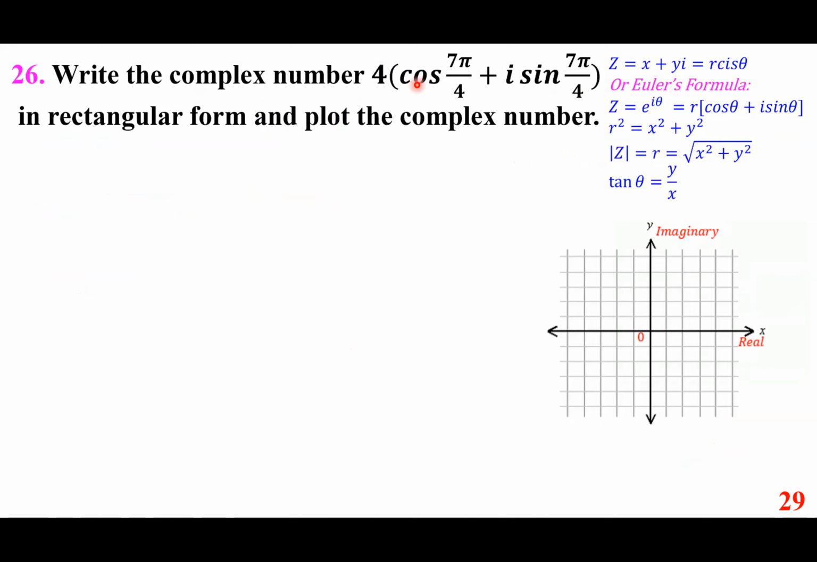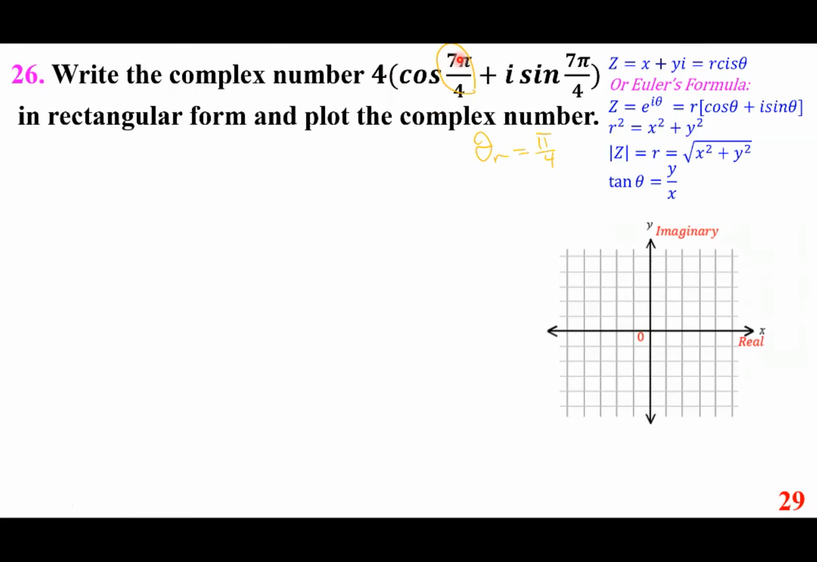Write the complex number 4 cis 7 pi over 4 in rectangular form and plot the complex number. So we can basically multiply this by replacing 7 pi over 4. What is cosine of 7 pi over 4? Remember, pi over 4. So for that, the reference arc is pi over 4.